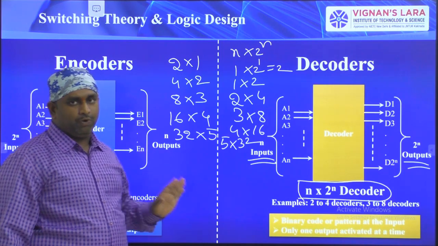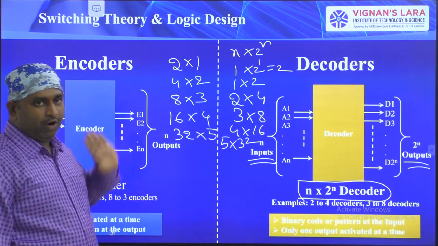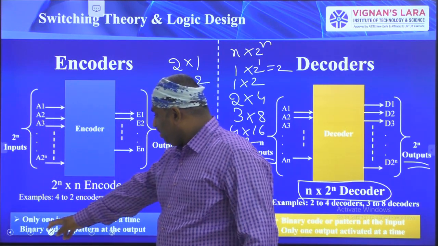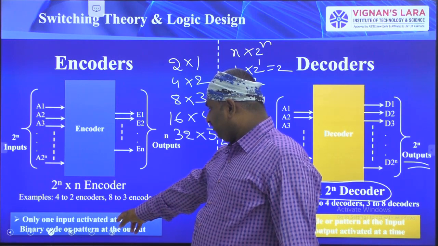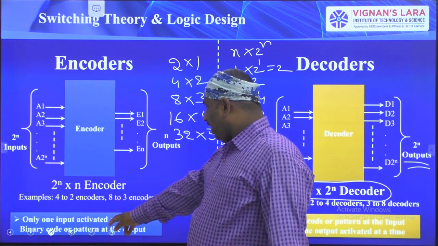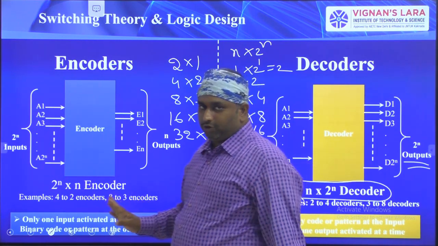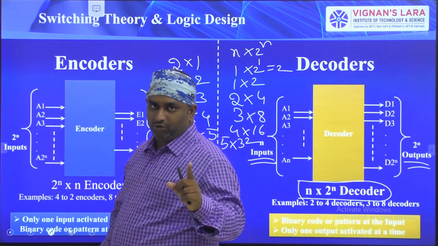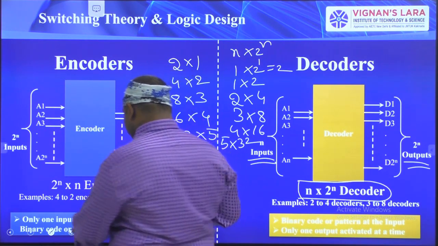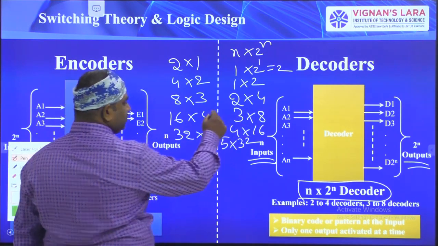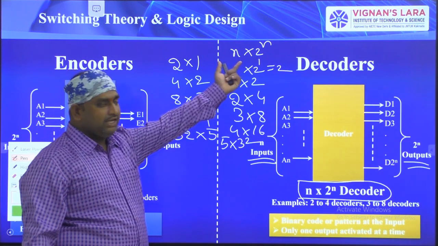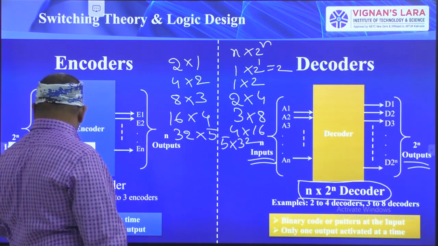So this is the first point you have to remember. And coming to the encoder's important points: only one input is activated at a time, and there is a binary code or pattern at the output. So see here, we are giving any one of the inputs only. Remember this one. I am erasing this. Here we have the encoder's configurations, and these are the decoder configurations.